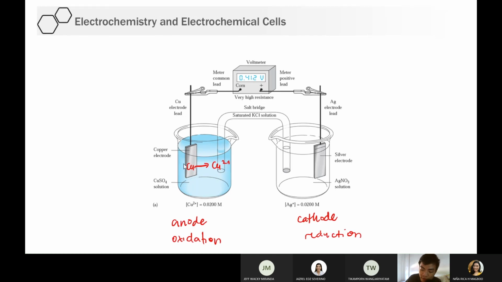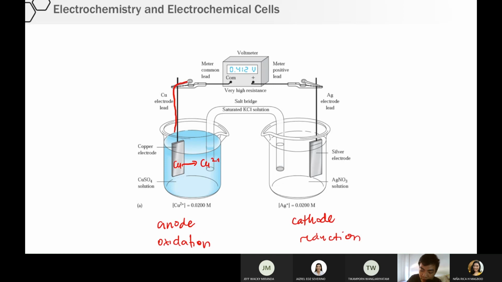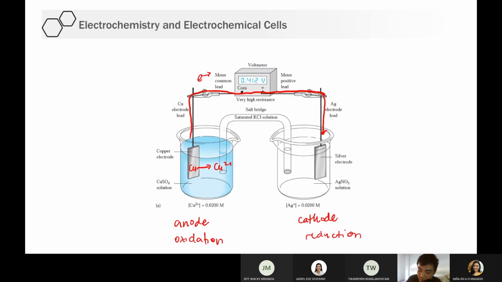The released electron will travel through the electrode, passing through the voltmeter or your device, for example an LED light. You can use an LED light to replace the voltmeter. That electron will travel to the right, to the cathode, wherein the reduction reaction will occur. What will happen here is that the metal's oxidation number will decrease. For example, we have silver ion here. It will be reduced to silver metal.